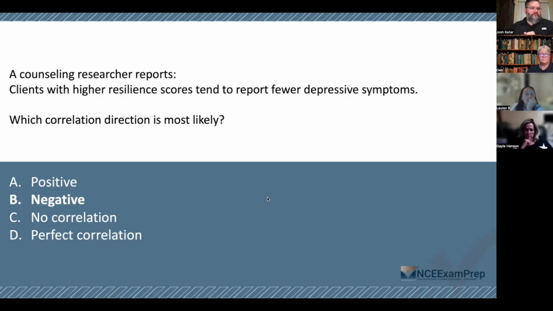Okay. Let me ask you this: why is it not a perfect correlation? Why would that not be the best answer here? It says tend to report. Tend to. What in the world does that mean? If it said every time a resilience score goes up by a point, depression scores go down by 2 points, every time, then we could predict and we'd say that's a perfect correlation, right? Up one, over one, up one, over one.